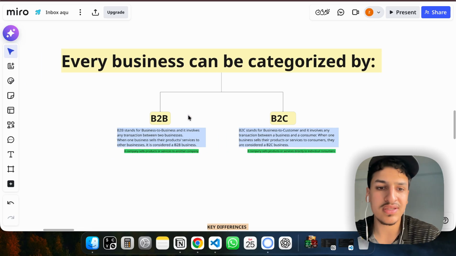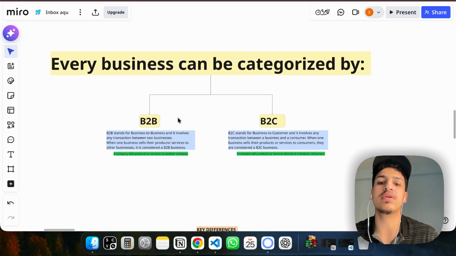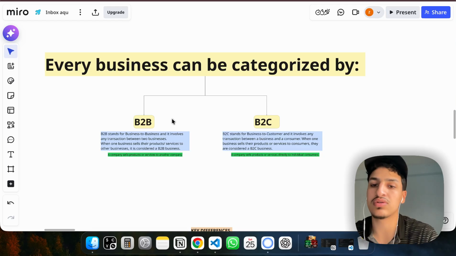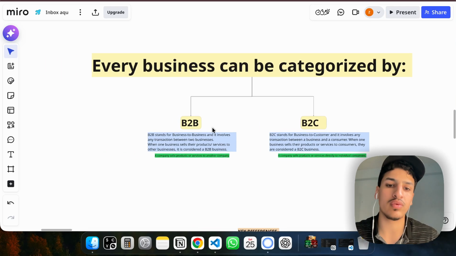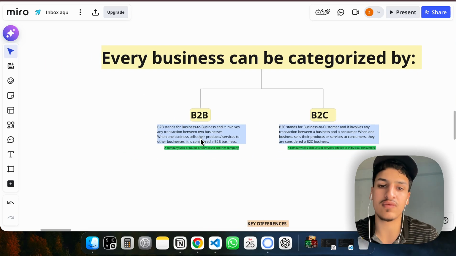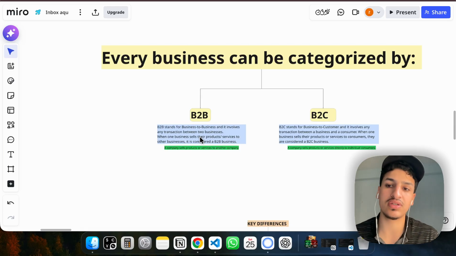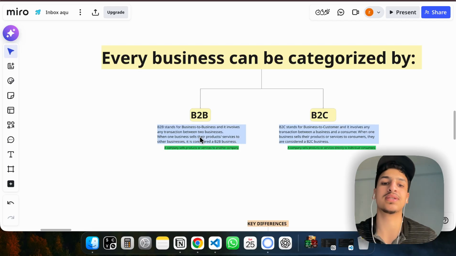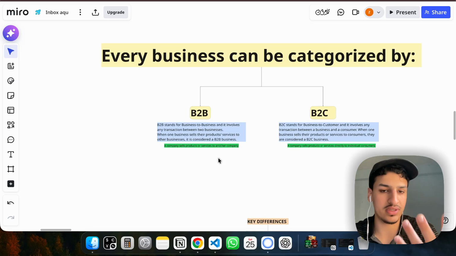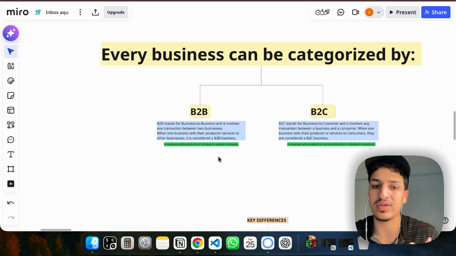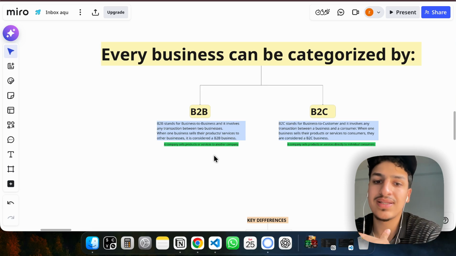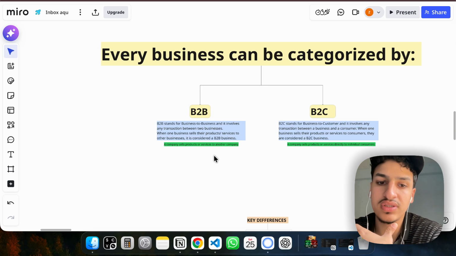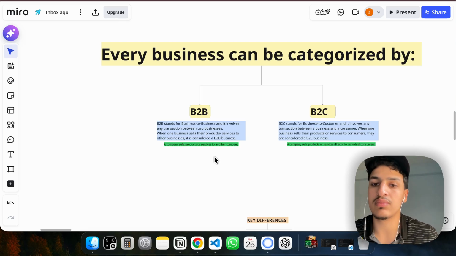So B2B stands for business to business, and B2C stands for business to customer. Let's start with B2B, which involves any transaction between two businesses. Any transaction that happens between a business and another business is a B2B transaction. When one business sells their products or services to other businesses, it's considered a B2B business.